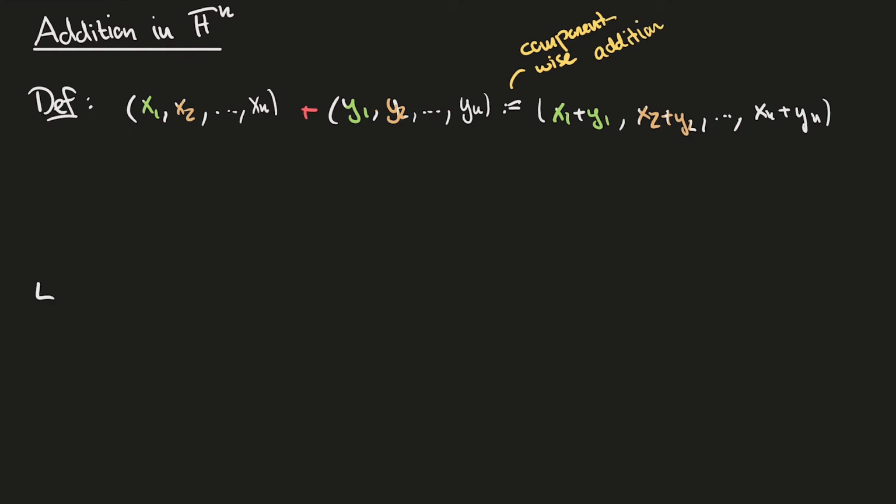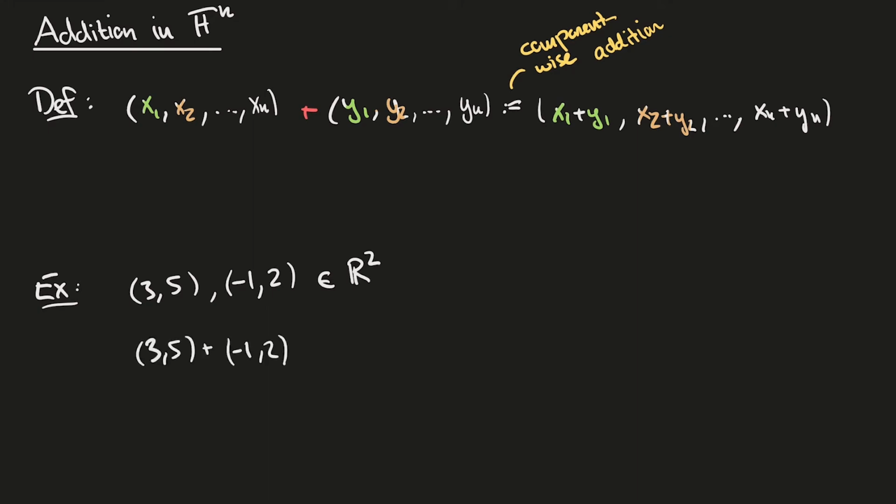To give an example, we can consider the vectors (3, 5) and (-1, 2) in the space R^2. So to add these, we apply the definition, and so we add together the first components, so that's 3 minus 1 is 2, and the second component is 5 plus 2 is 7. And that gives us our result.